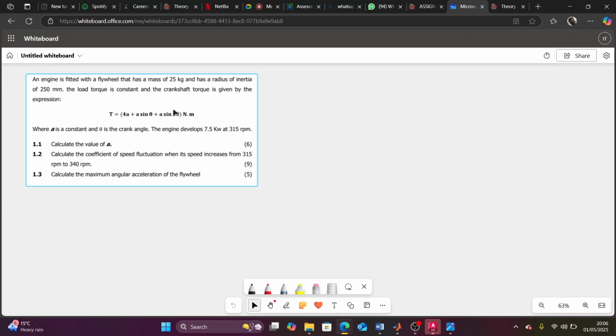Okay. This is the equation of the torque, but when the torque is alone, how do you solve for this? First thing to do, you can simply prove that. Okay, let's read the question first. The question says that an engine fitted with a mass flywheel of this 25 has a radius of inertia of 250. Remember, when we have the mass and radius of gyration, what does it give us?